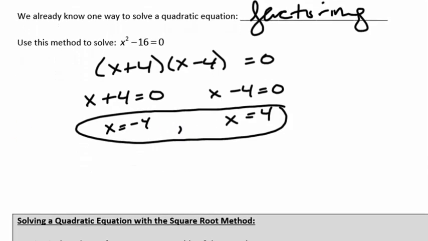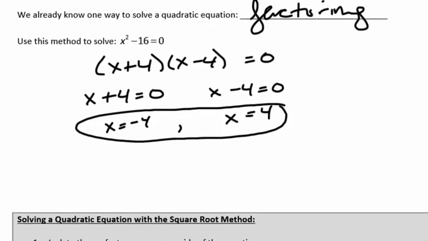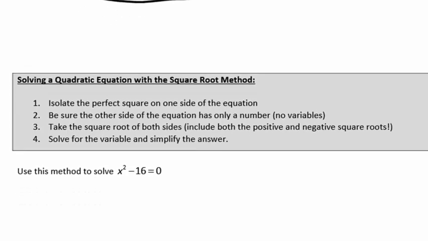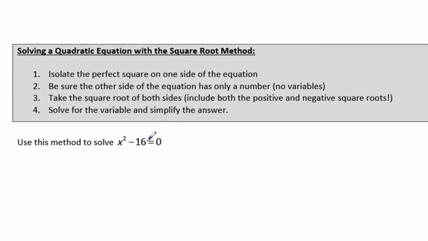Now we're going to solve this same equation using the square root method. To use the square root method, instead of having it equal to 0, which is necessary for factoring, you're going to want to get the perfect square alone on one side of the equation. So for example, I'm going to add 16 to both sides. So this is going to be x squared equals 16. So just add 16, add 16. The perfect square is by itself.